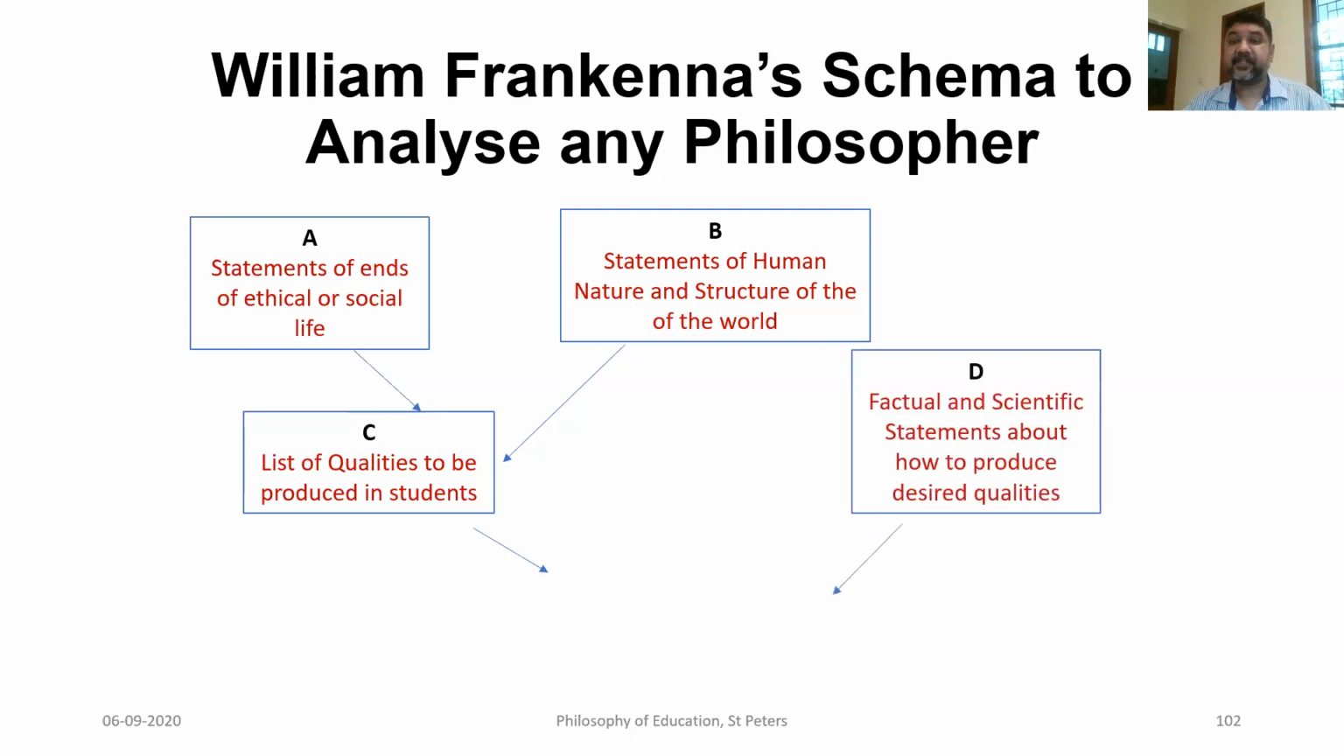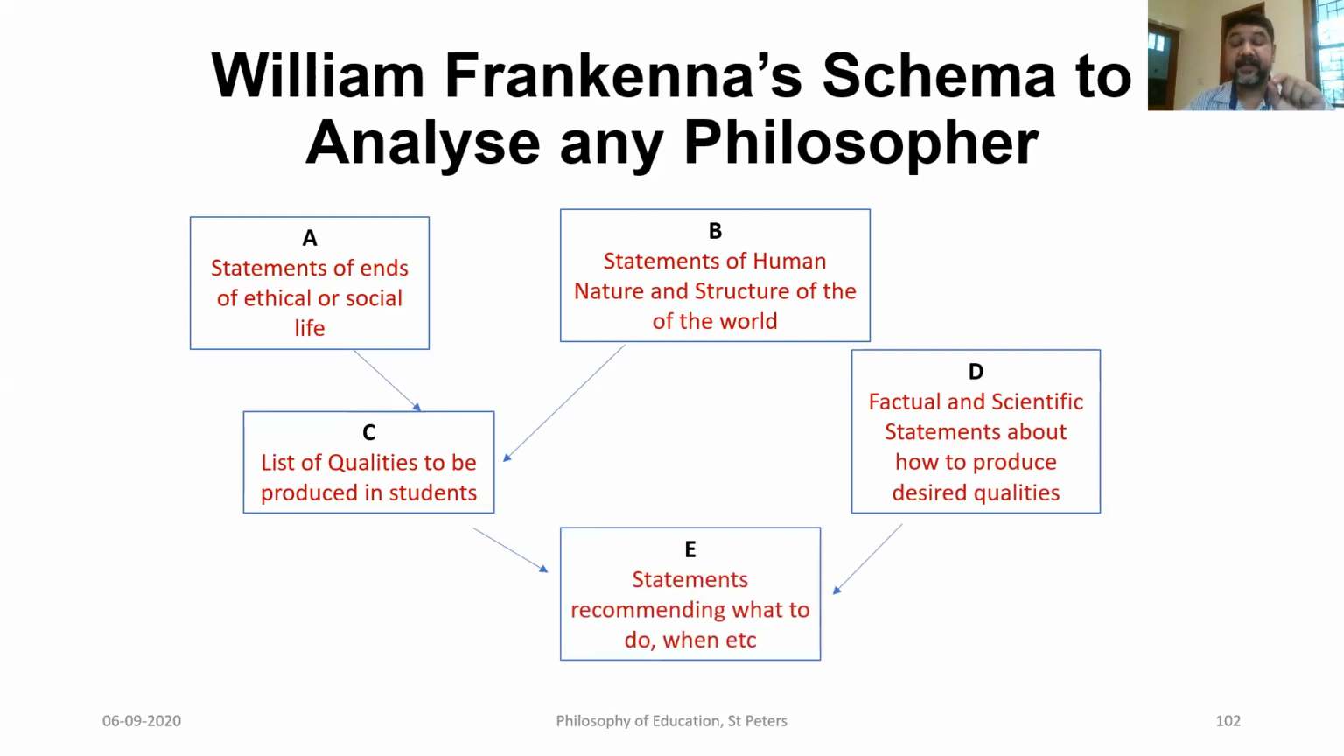Then there are factual and scientific statements about how to produce the desired qualities. This is from the empirical world. And finally, there are statements recommending what to do and when to do, how to do the practical aspects of how to achieve the ends of education. That is a schema of William Frankena. I just put it because it is a useful tool for you to have to analyze any educational philosopher.